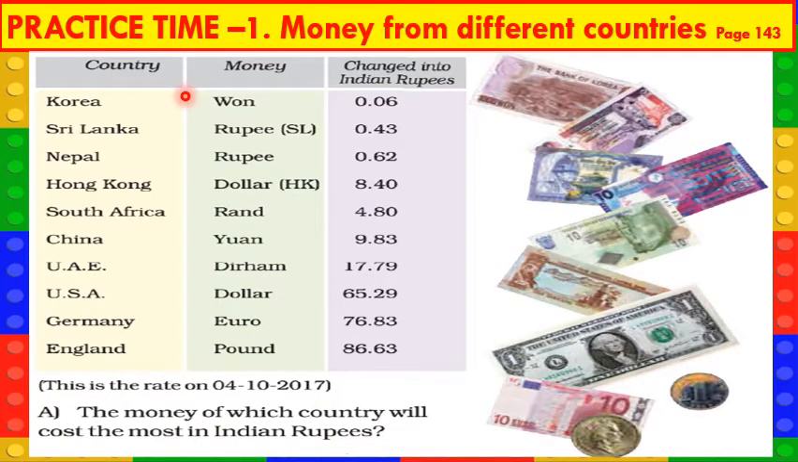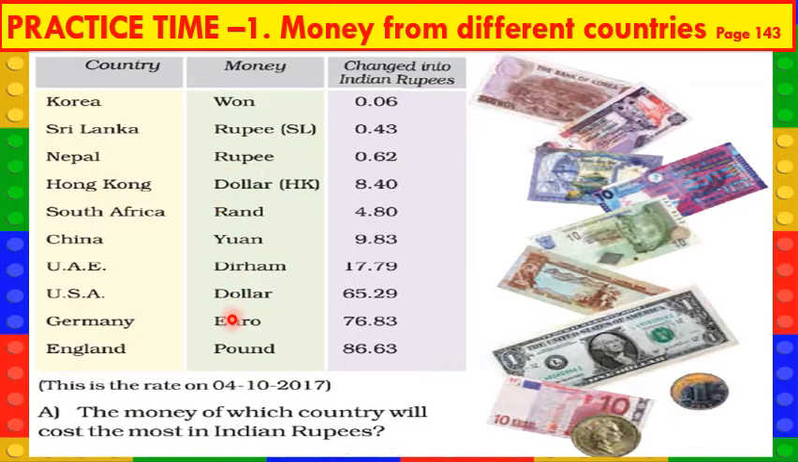Practice time. First one, money from different countries. Children, have you seen notes or coins used in other countries? American currency is US dollars. Canada is Canadian dollar. China uses yuan. UAE uses dirham. Germany's currency is euro. England's currency is pound. Korea uses won, and so on. Different countries' currencies are different.